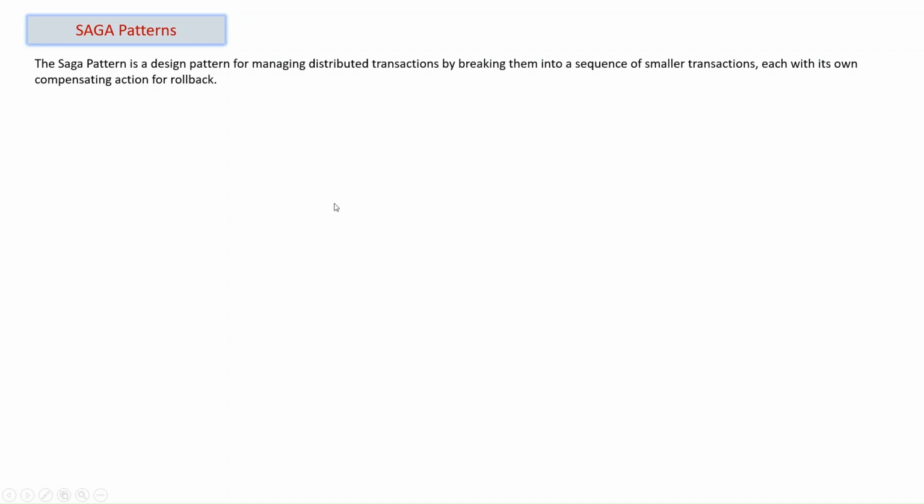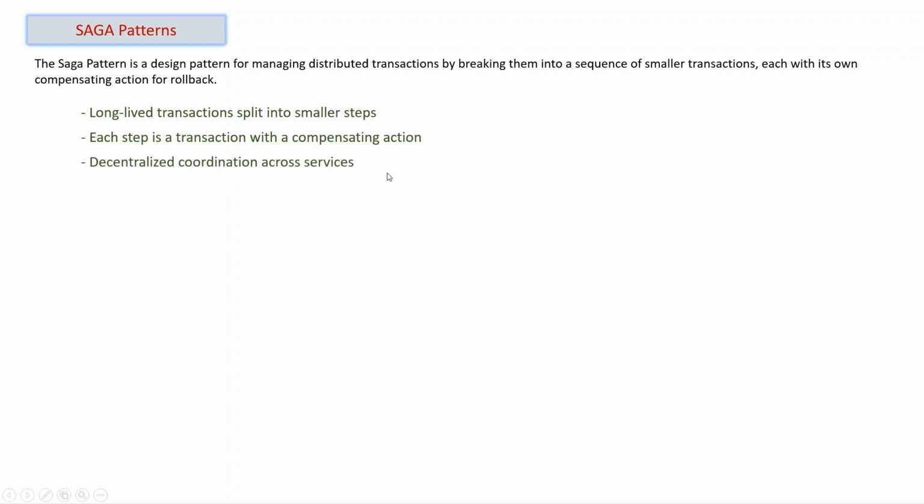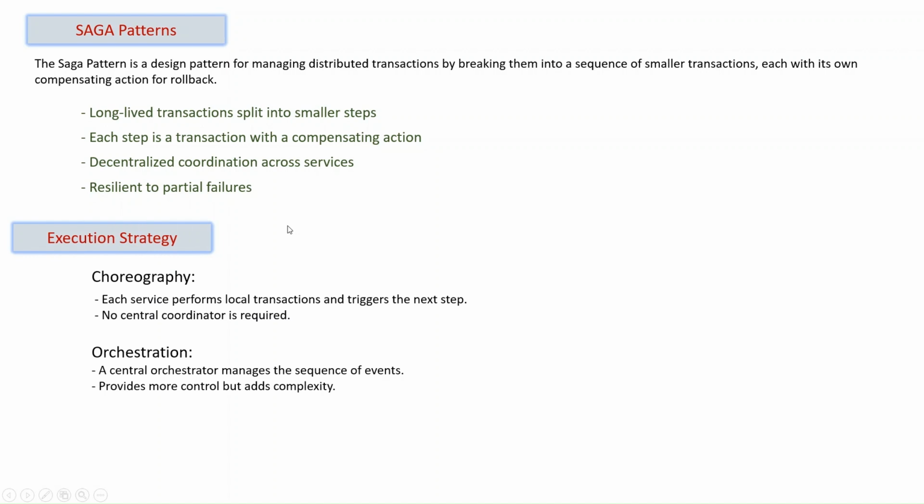There are several advantages of the Saga pattern. One is that we can split a long-lived transaction into smaller steps. Another is that each step comes with its own compensation logic and compensation action, there is decentralized coordination across the services, and it is resilient to partial failures. There are two strategies to implement the Saga pattern: one is choreography and the other is orchestration. Saga can be more resilient and flexible compared to 2PC, but it requires careful configuration and design.